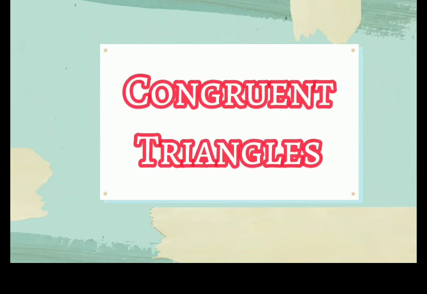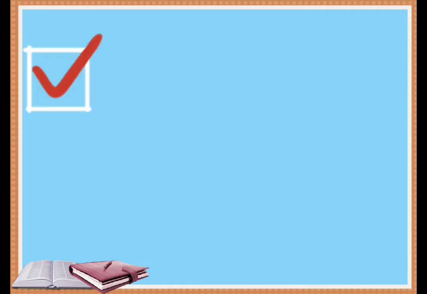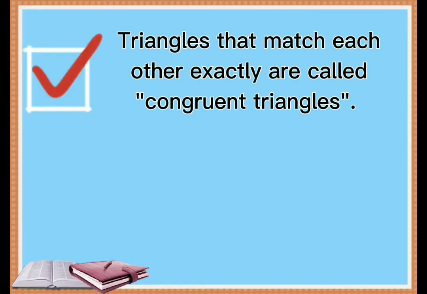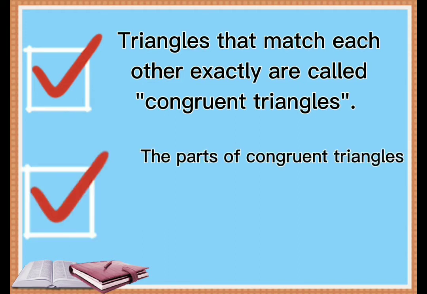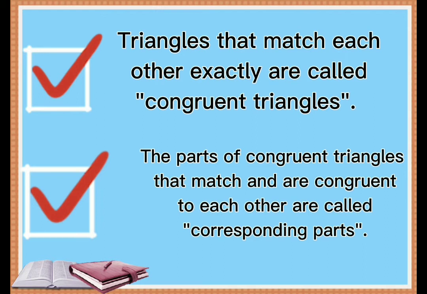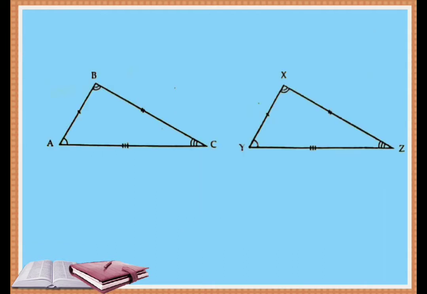The next one is congruent triangles. Triangles that match each other exactly are called congruent triangles. The parts of congruent triangles that match and are congruent to each other are called corresponding parts. The two triangles in the figures, triangle ABC and triangle XYZ, are congruent.